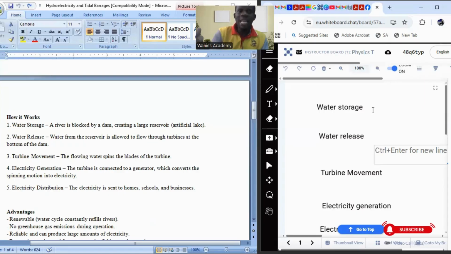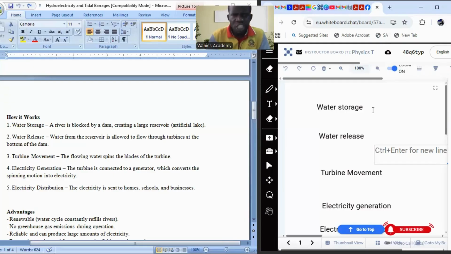Then, water is released from the reservoir. This water is released to flow through turbines at the bottom of the dam. At the bottom of the dam, there will be a turbine that requires movement. When the water is released from this dam, it flows, and in the course of flowing, the blade of the turbine is driven. The turbine is always constructed at the bottom of the dam, the artificial lake.